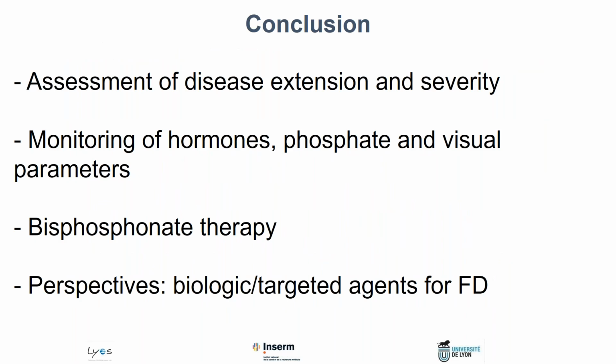So to conclude, I would say that we need a thorough assessment of the disease extension at the very beginning, of the severity, and so we have to make a complete evaluation in terms of imaging and also the endocrine complications, or to look for the tumoral complications, and of course to look for renal phosphate wasting. So monitoring of hormones, phosphate, visual parameters. In those patients who have bone pain, IV bisphosphonates is the mainstay of therapy. And fortunately, we have a number of perspectives.